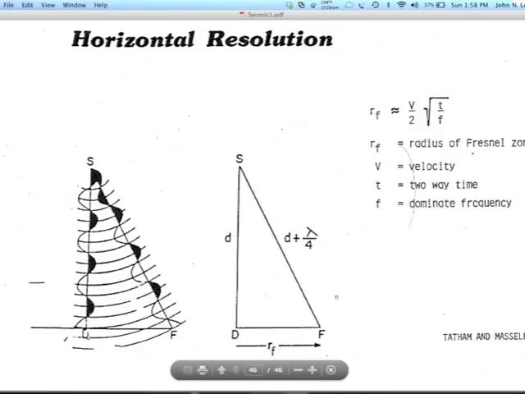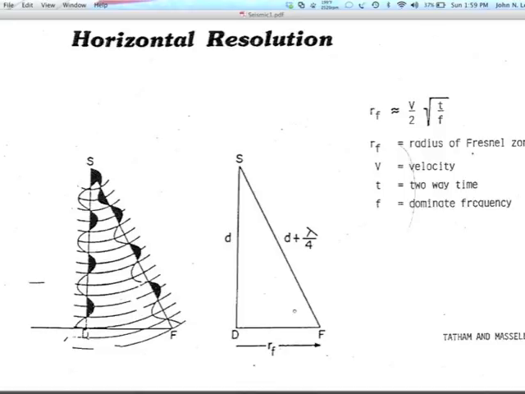Now, the base of this triangle has a special name. It's called the Fresnel radius, R sub F. The Fresnel radius tells you the horizontal distance within which you cannot distinguish two different points, because their distance from the surface source differs by less than a quarter wavelength. And so there's just no hope, okay? And we might decide that we have to use something like 4 times the Fresnel radius.